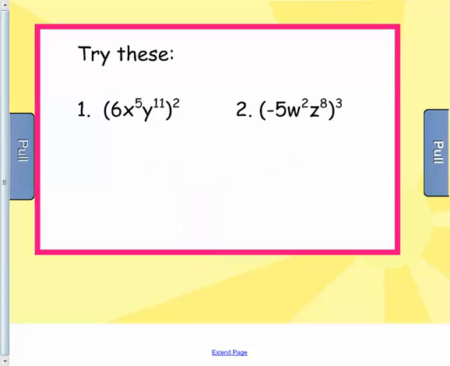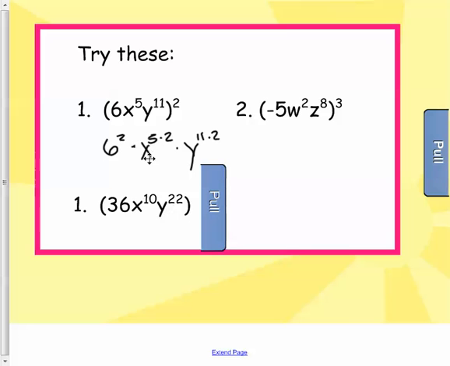See what you can do with these, and I'll be back in just a second to show you what I did. Okay, the first step that I would take, check it with your red pen, would be to square the 6, then worry about your x, then worry about your y. So we get 36 times x to the 10th times y to the 22nd.